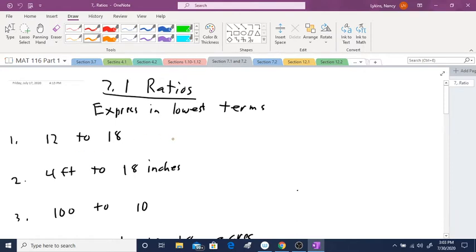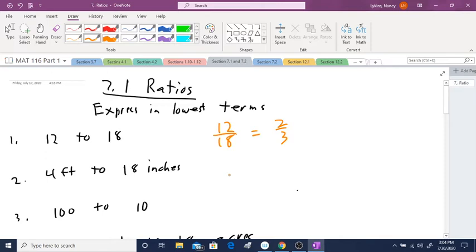So, take a look at number 1. 12 to 18. So we'd read from left to right. So that 12 would go first, it'd go on the top. 18 would go on the bottom. And in lowest terms means 12/18 would reduce to 2/3. Now in your calculator, you should have a math option. So all you'd have to do is say 12 divided by 18, hit your math and then fraction, and that shows you that you got the correct fraction.